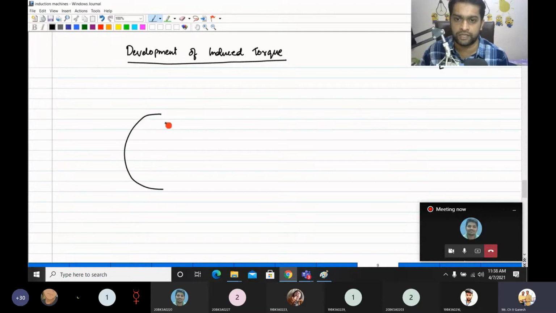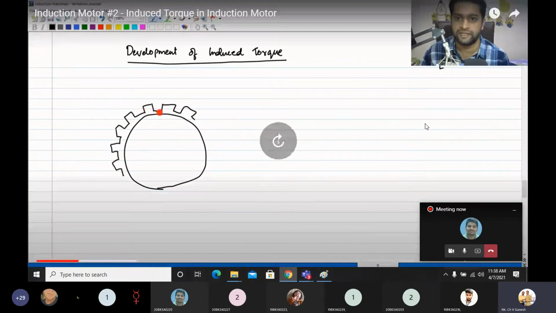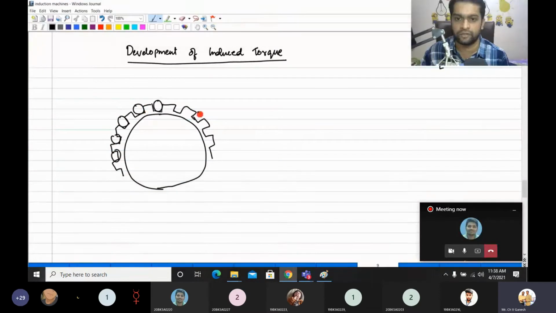So for example, let us have a rotor structure here. I'm just drawing the rotor structure now. For example, the rotor is something like this, with bars. So this is a cross section of the rotor, remember. The rotor will actually extend three-dimensionally to both sides. We are just taking a cross section of the rotor. That is why these conductors are circular. So this is the cross section of the rotor.